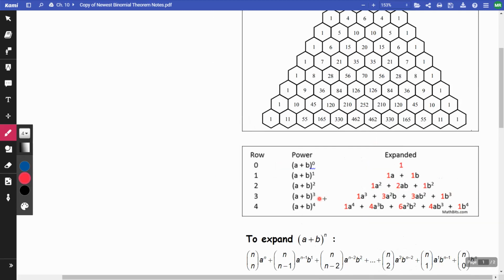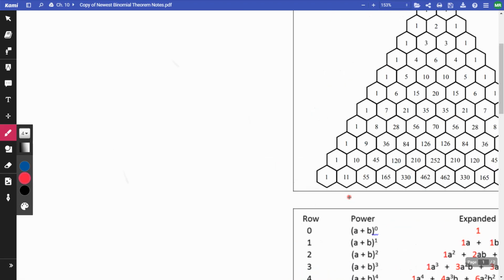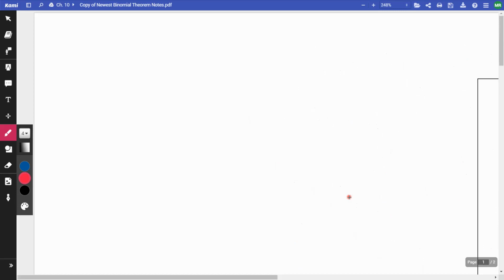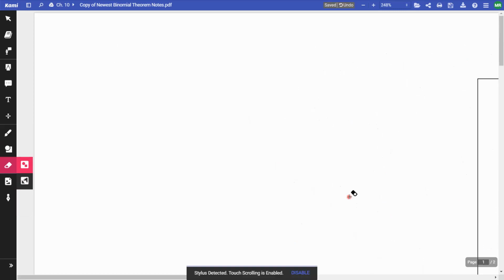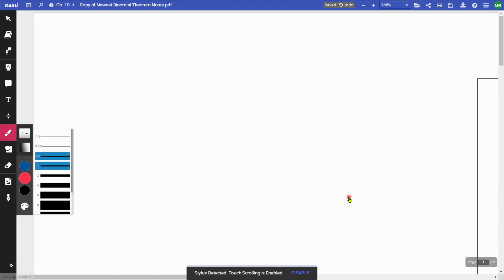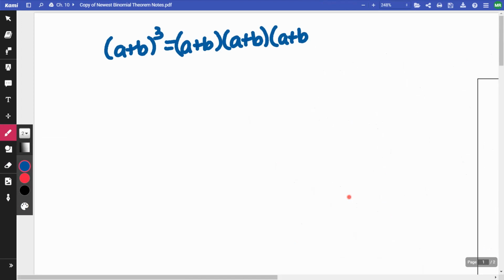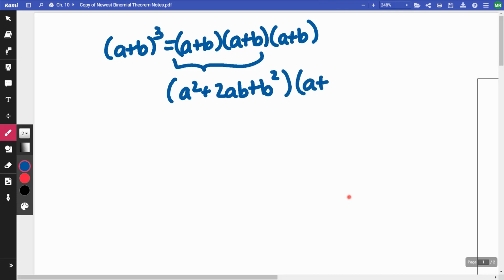Now, if I was to work out a plus b to the third, I'm just going to do it over here, just as an example. You don't have to write this down. If I was going to take a plus b to the third power, that is really a plus b times a plus b times a plus b. Well, this right here is going to be a squared plus 2ab plus b squared. That's a perfect square trinomial. And then I'm going to times that with an a plus b.